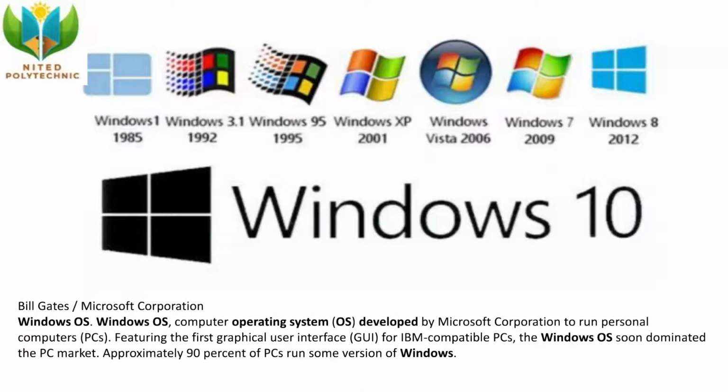It was developed by Bill Gates, or you can say Bill Gates through Microsoft Corporation. Of course, you cannot separate Bill Gates and Microsoft Corporation. Windows actually started in 1985, when they released the first Windows version, Windows 1. In 1992, they released Windows 3.1. In 1995, they released Windows 95, then Windows XP, Windows Vista in 2006, Windows 7 in 2009, Windows 8 in 2012, and now we have Windows 10.